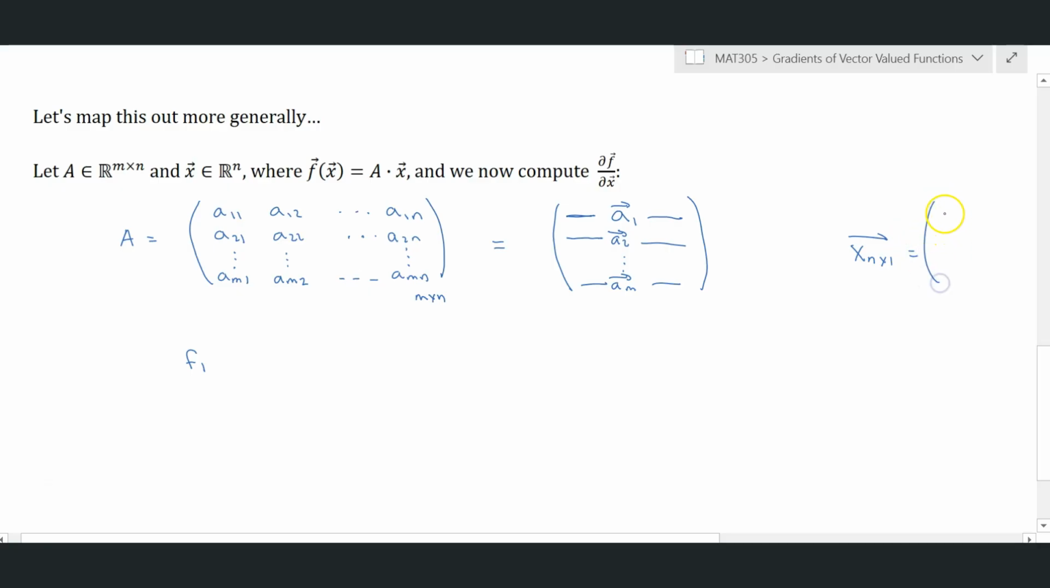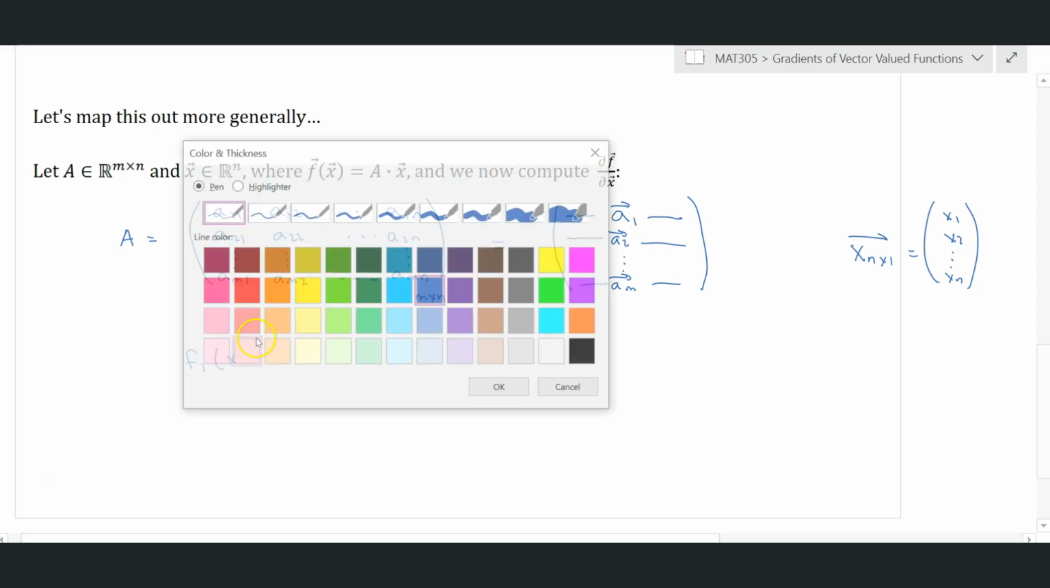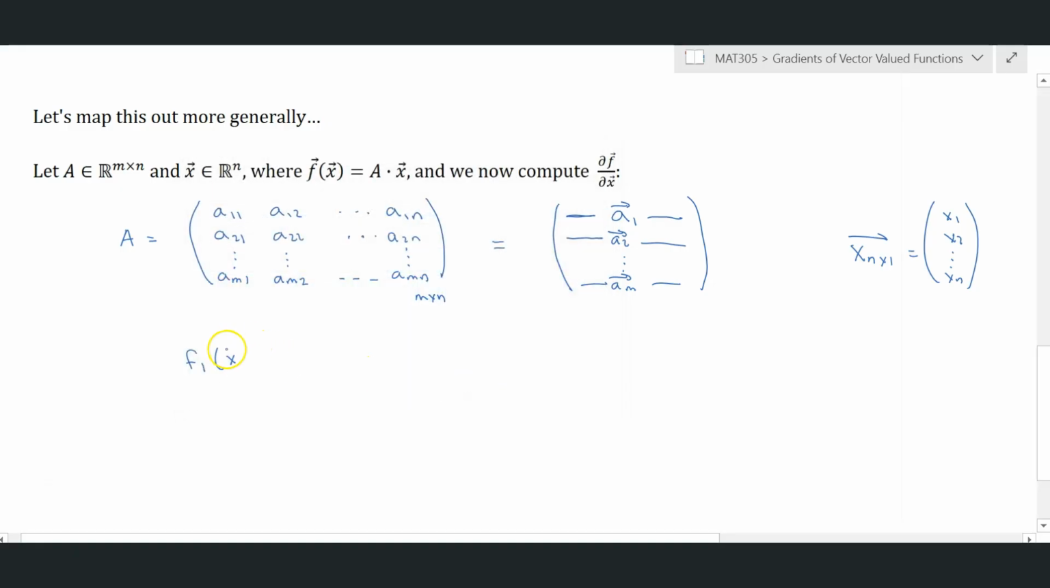xn by 1 will just be x1, x2, all the way down to xn. And f1, all right, what will f1 be? Well, f1 of x is just the first function that we get from this multiplication of this matrix by this vector.